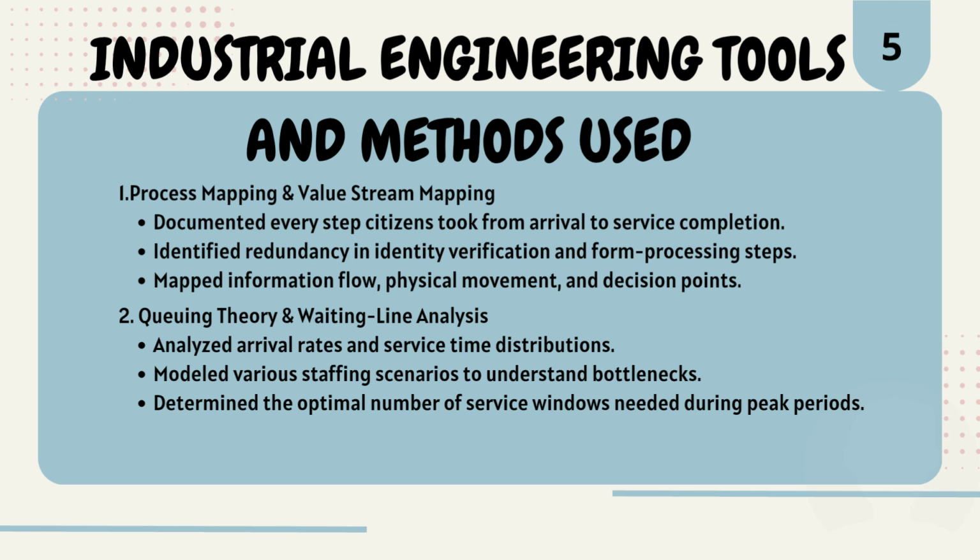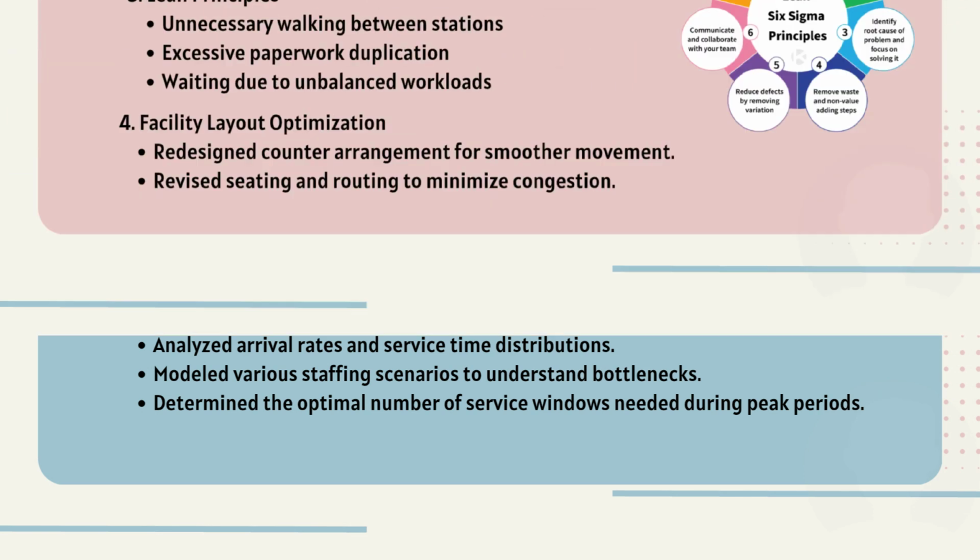The second method that they use is queuing theory and waiting line analysis. Engineers analyze arrival rates and service time distributions, and they also model various staffing scenarios to understand the bottlenecks of the flow. They also determine the optimal number of service windows needed during peak periods, which can help to analyze customer arrival patterns and service times needed in order to smoothen the flow.